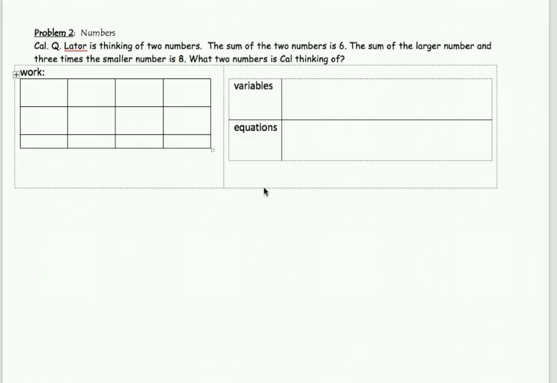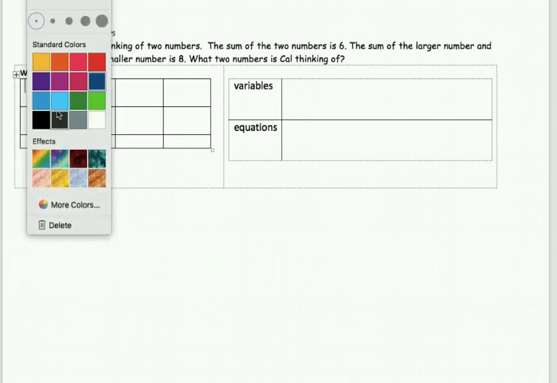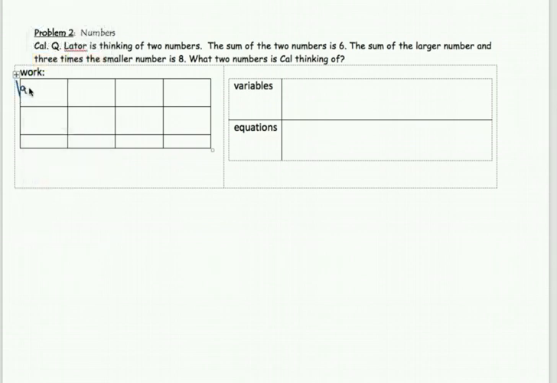Okay, so we have two numbers. They sum up to 6, and the sum of the larger number and 3 times the smaller number is 8. Okay, what two numbers are we looking at here? All right, so we have a couple numbers, so we need to jot those down, but remember one of them is larger, so that's important to specify that. And one smaller. Okay, so we're going to use the x and y. Again, it's your choice.